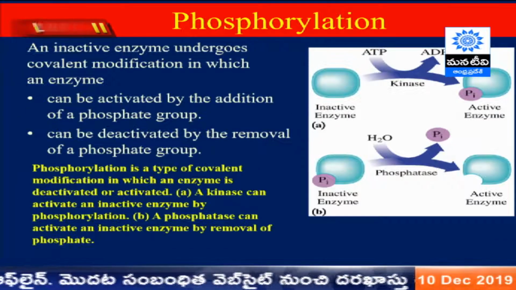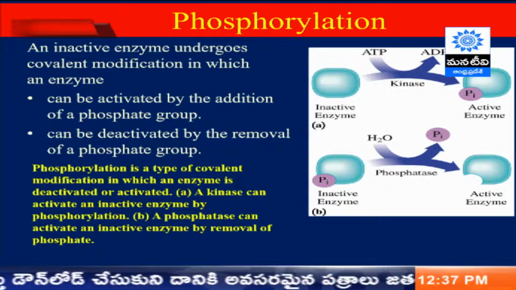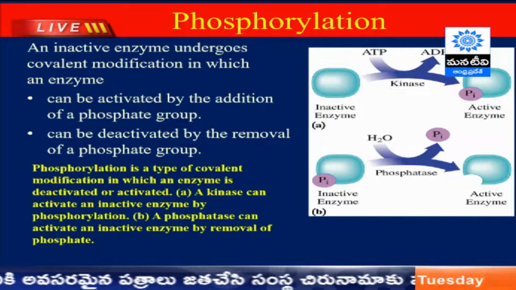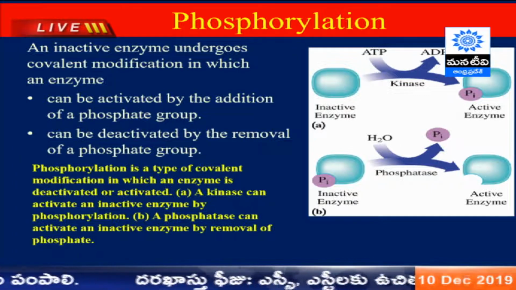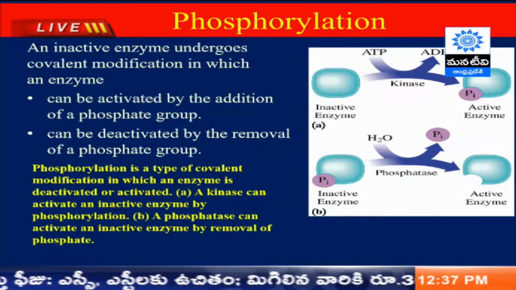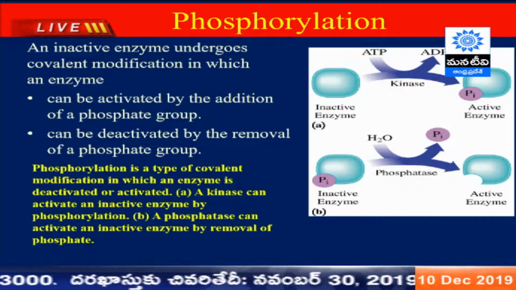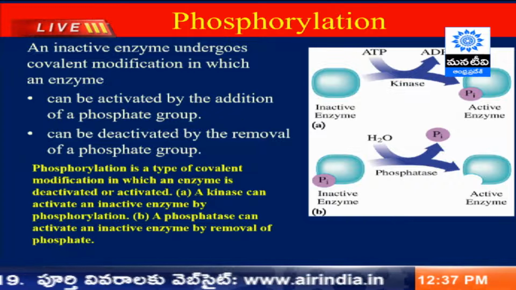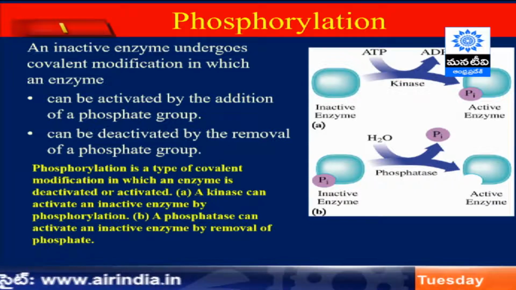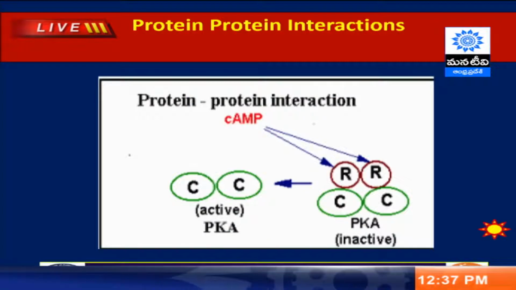Phosphorylation is the general process where a phosphate group can be added to the protein moiety of the enzyme. By the addition of this phosphate group, it can be activated. It can also be deactivated by the removal of the phosphate group. This is called dephosphorylation, and the addition of the phosphate group is called phosphorylation. Sometimes phosphorylation is essential, and for some enzymes dephosphorylation. So, addition or removal of phosphate groups makes the enzymes active or inactive.